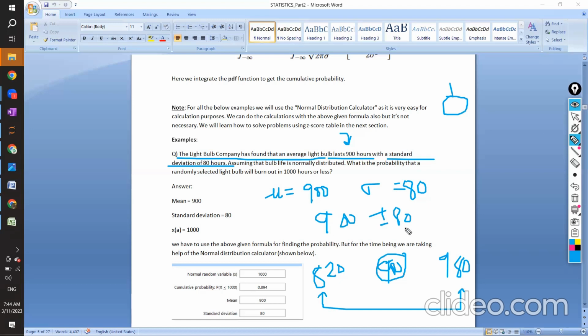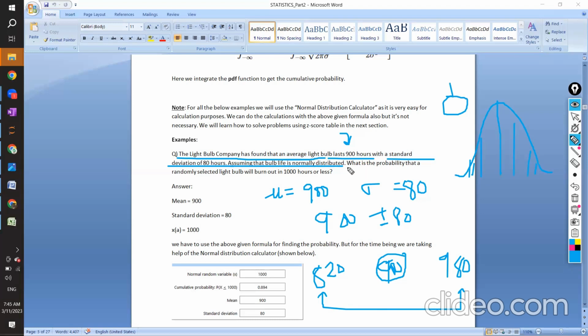Just now we have seen, right? So 900 plus or minus 80. So that's why he's asking this question, guys. Assuming that the bulb life is normally distributed. See this, assuming that the bulb life is normally distributed. That means at the mean, it will have the maximum number of hours. If you see the curve, it looks like this. That means most of the bulbs will burn for 900. Very few bulbs will burn for less than 900.